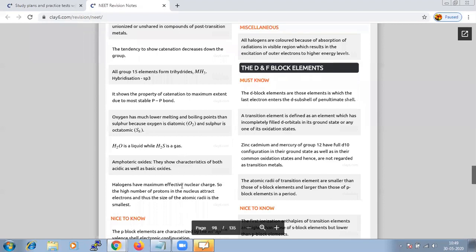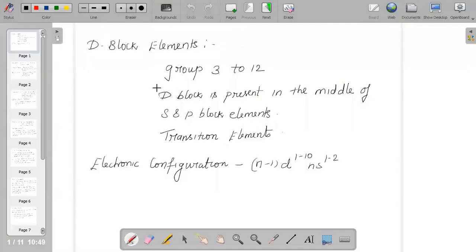So students, let us start the chapter D and F block elements. When we talk about D block elements, they are those in which the last electron enters the D subshell of the shell.